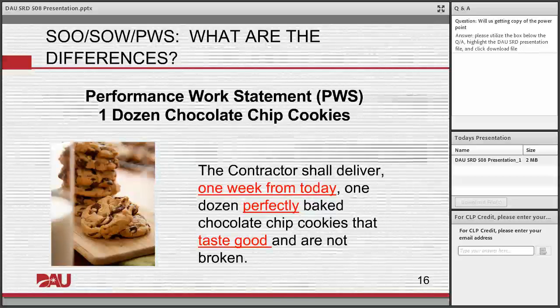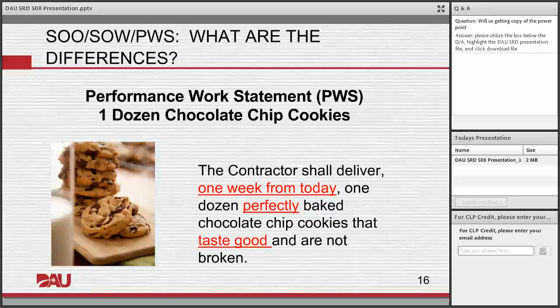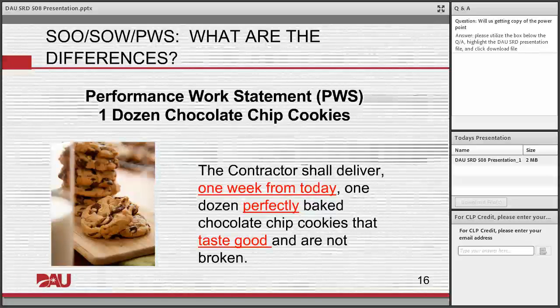And then the next one is taste good and are not broken. So are not broken is a given, right? But taste is relative. Some may like a sweeter cookie. Some may like a less sweet cookie. Some may like the mini chocolate chip morsels, and some may like the dark chocolate chip morsels, while others like white chocolate chip, and some like milk chocolate chip. So there are different ways that can be interpreted. So as we are defining a requirement, especially for a competitive source selection effort, we need to be able to state it so that each offeror will interpret it the same way, okay?